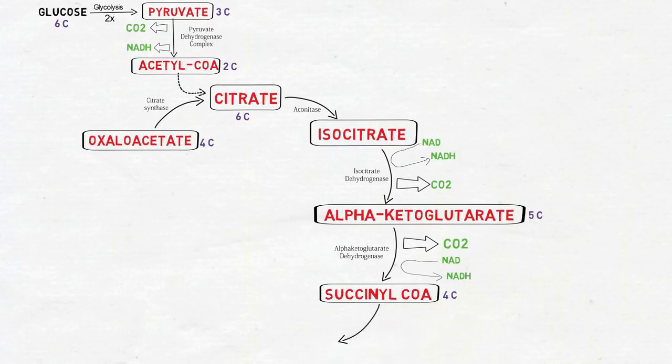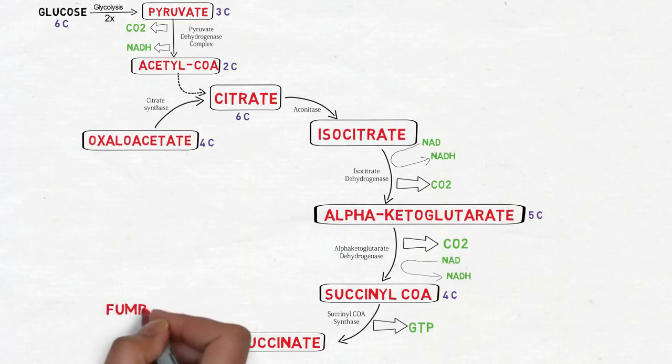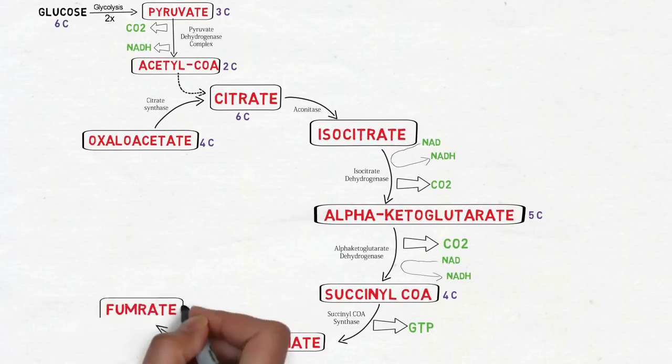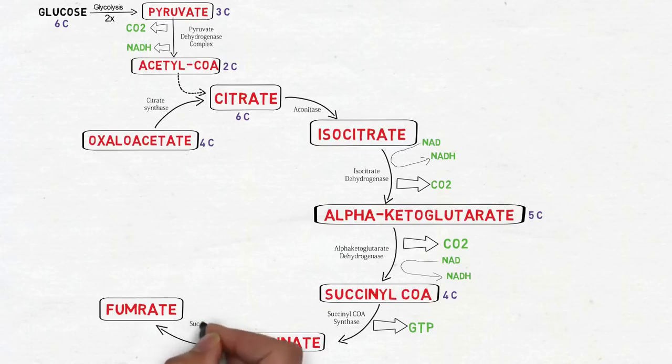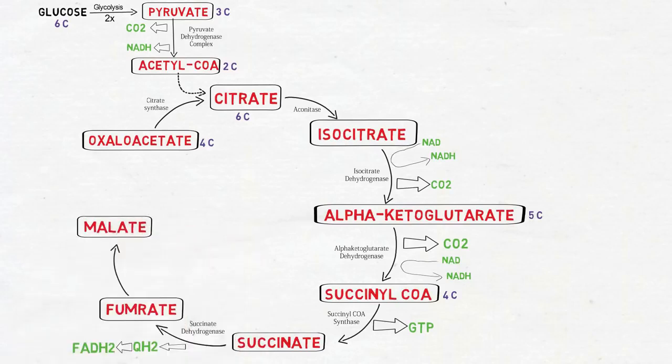In the next step, the succinyl-CoA is converted into succinate by the enzyme succinyl-CoA synthase. In this reaction, a molecule of GTP is generated. Next, succinate is converted into fumarate by the enzyme succinate dehydrogenase. In this reaction, a molecule of QH2 is generated, which is used for the production of FADH2. Fumarate is then converted into malate by the enzyme fumarase.